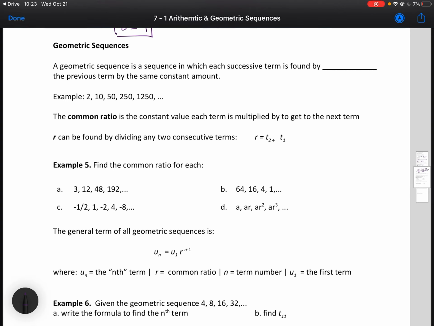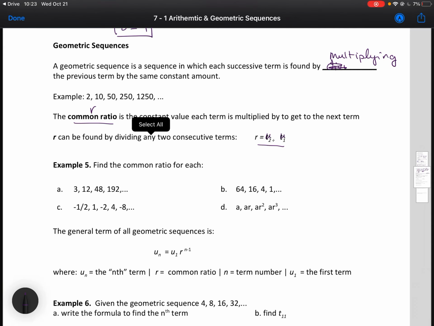The second type of sequence that you can have is a geometric sequence. And a geometric sequence is where each successive term is found by multiplying the previous term by the same constant amount. An example is shown below. The common ratio, instead of the constant difference, is the constant value each term is multiplied by to get the next term. R can be found by dividing any two consecutive terms. So really U2 and U1.